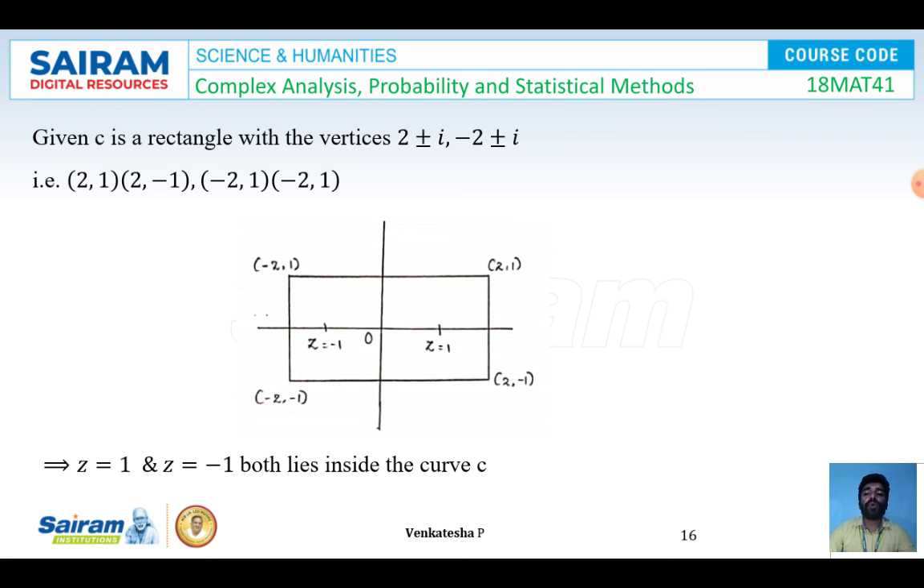So now I'm going to choose the point z is equal to 1 and z is equal to minus 1 in this equation. So z is equal to minus 1 in the sense x comma y is minus 1 comma 0 and z is equal to 1 means x comma y is 1 comma 0. So both the points lie inside only. So hence we can say that the points z is equal to 1 and z is equal to minus 1 both lie inside the curve C.